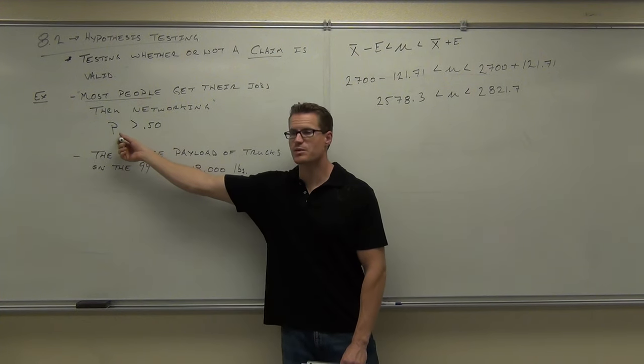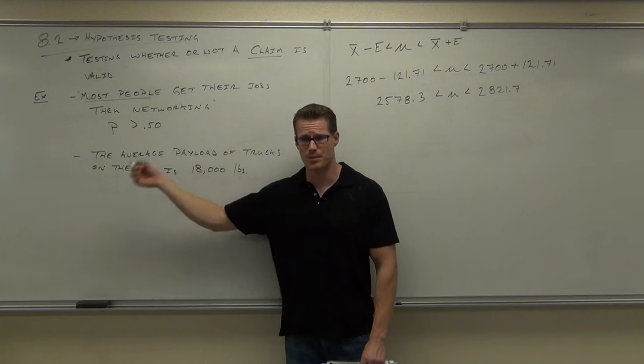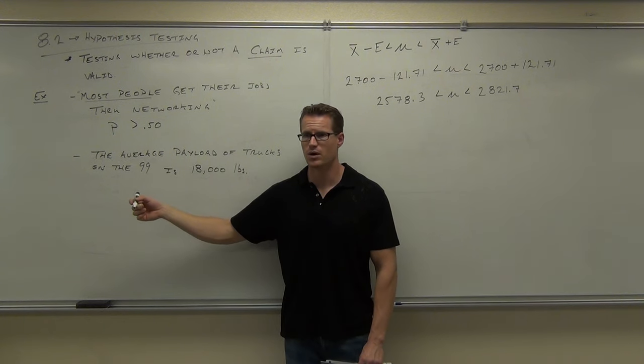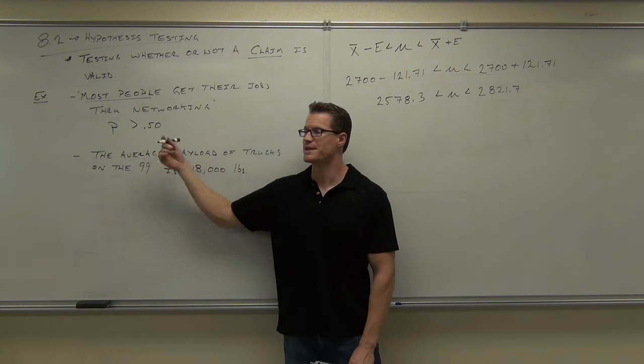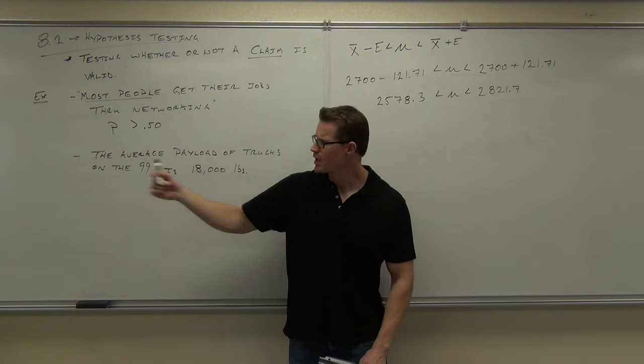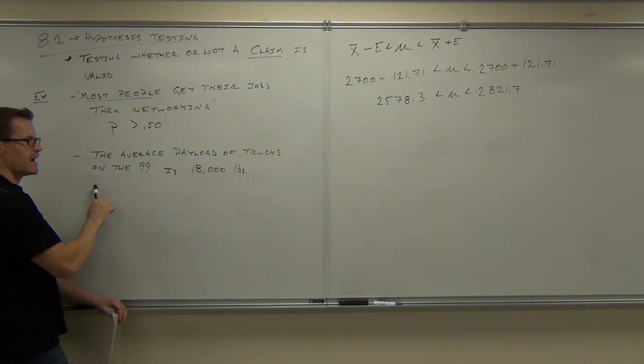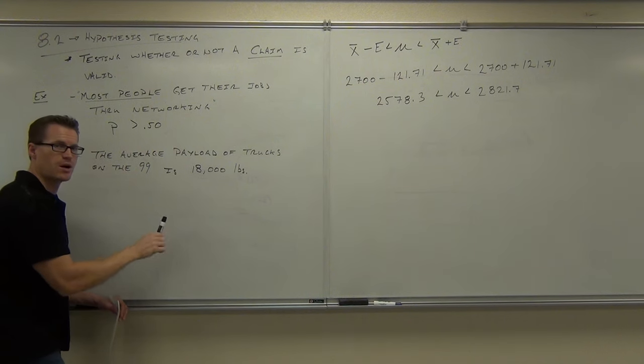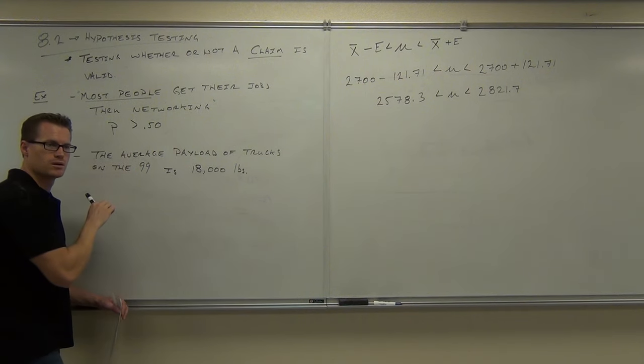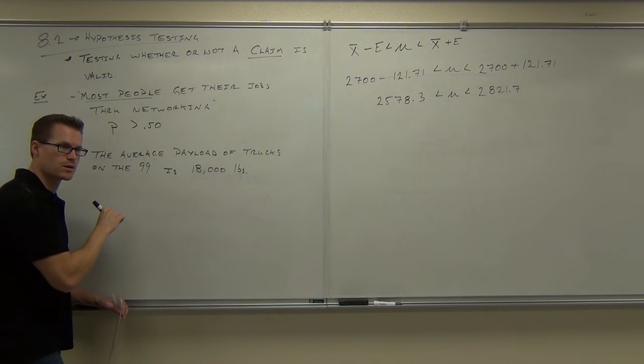But I'm saying something about the population. This is a claim about the population. Do you see that? It's not about a sample. We'd be certain about a sample. We're going to be testing claims about populations. So instead of average payload of proportion here, I have an average. What symbol am I going to use if it's about a population? Definitely mu. X bar or mu? What do you think? Mu.